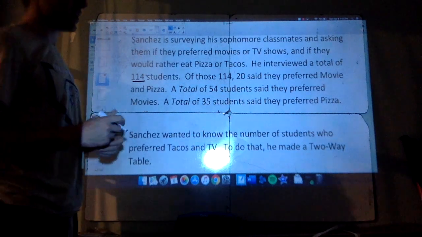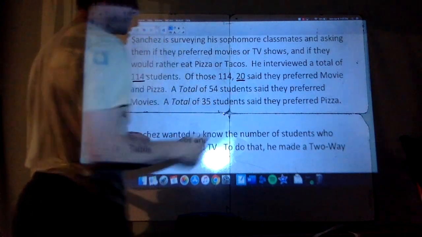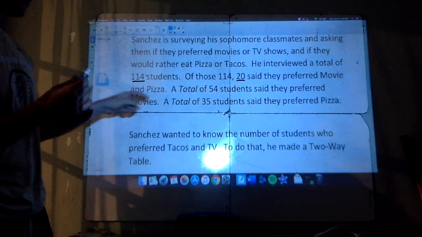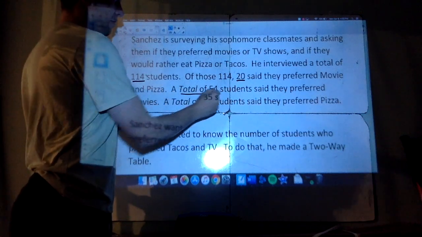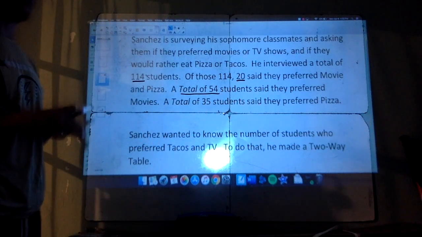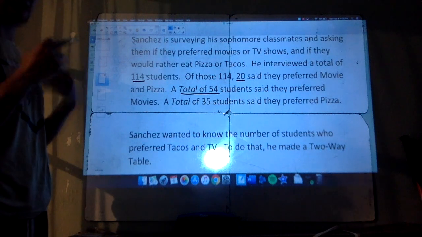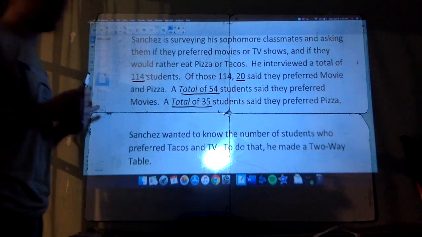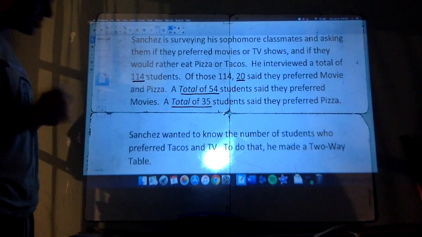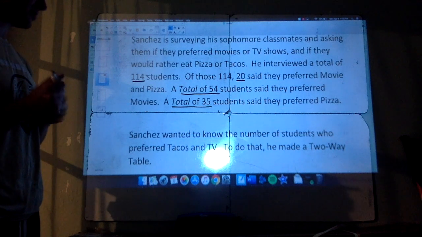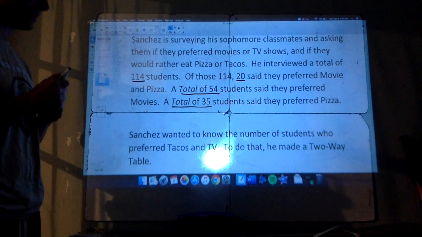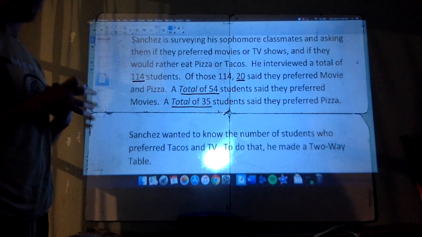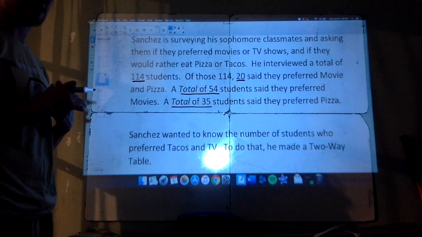Of those 114, 20 said they preferred movies and pizza. So they answered movie and pizza both. A total of 54 students said they preferred movies. So that's in our movie category, movie in total. And a total of 35 said they preferred pizza. So the question is, Sanchez wanted to know the number of students who preferred tacos and TV. If you would like to, pause the video and try to find out how many students preferred tacos and TV.